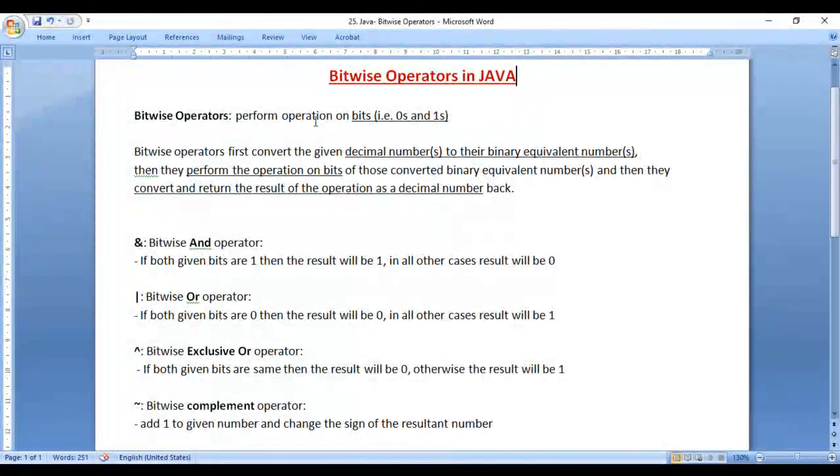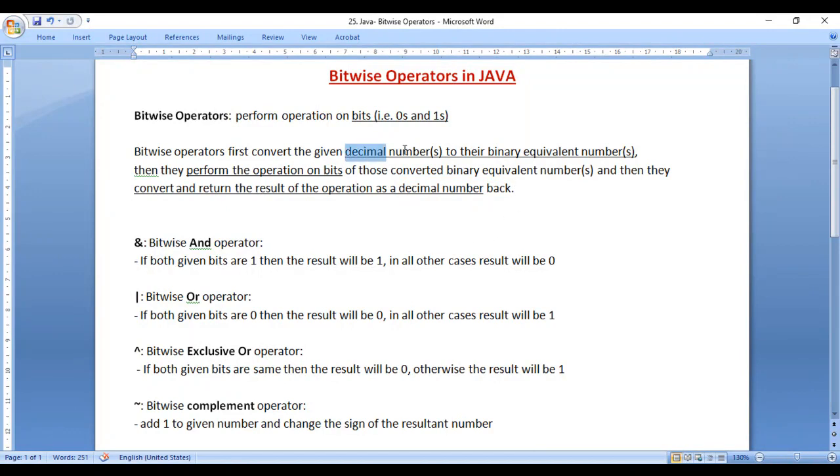Bitwise operators perform operation on bits, that is zeros and ones. In computer terminology, zeros and ones are called bits. A bit means 0 or 1 guys. Bitwise operators first convert the given decimal number or numbers to their binary equivalent number or numbers. Then they perform operation on bits of those converted binary equivalent numbers. Then they convert and return the result of the operation as decimal number back.